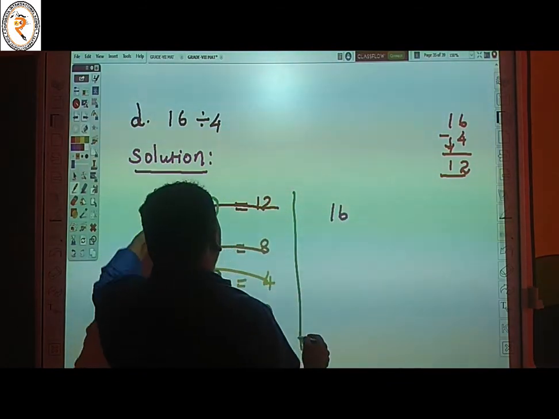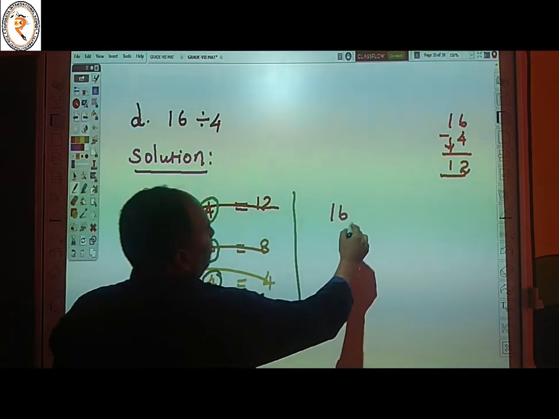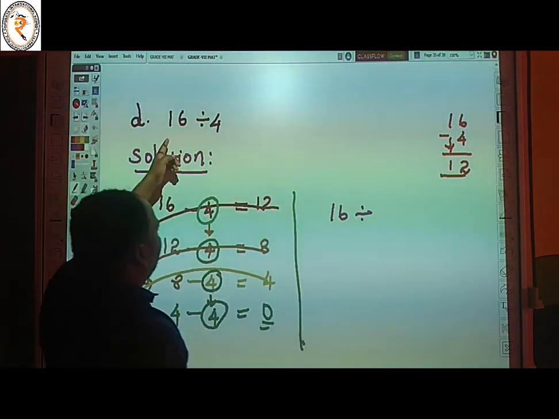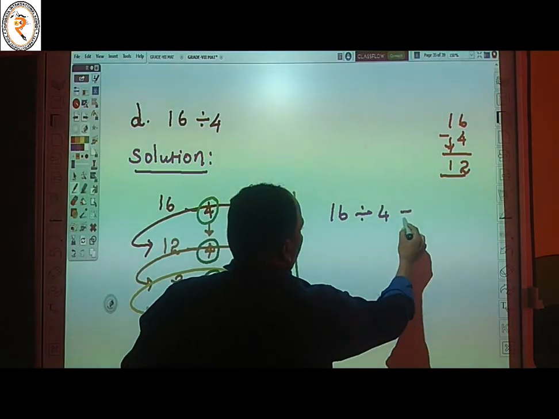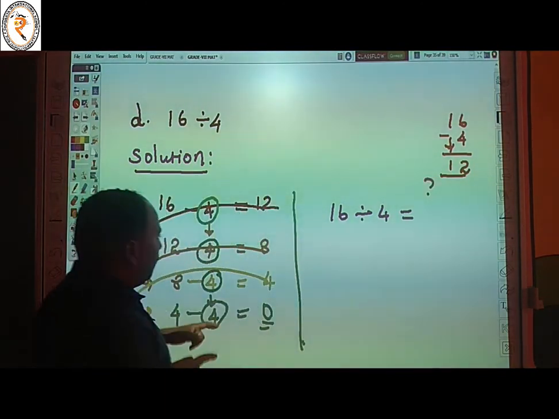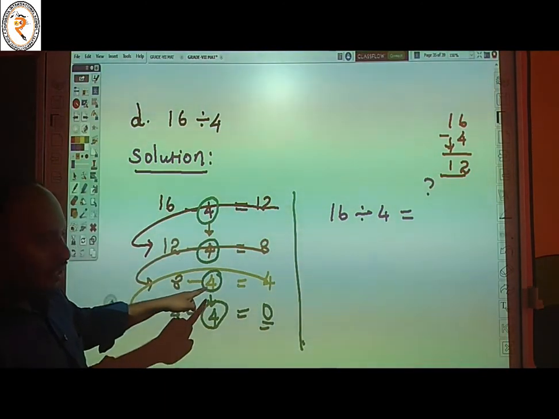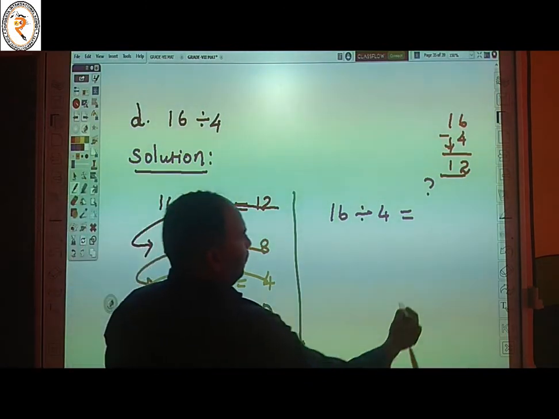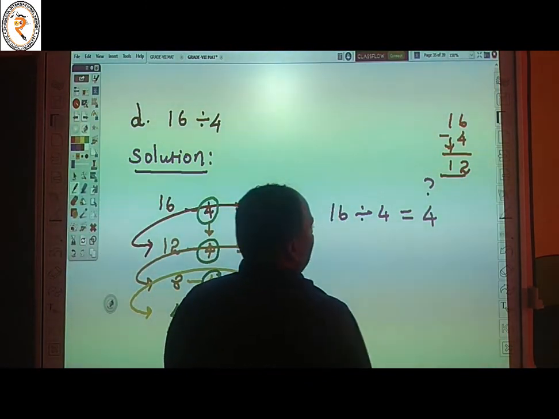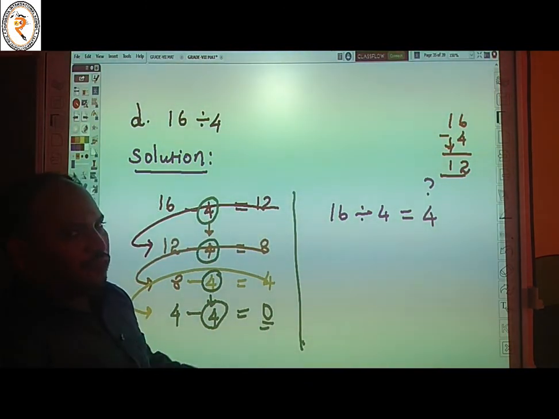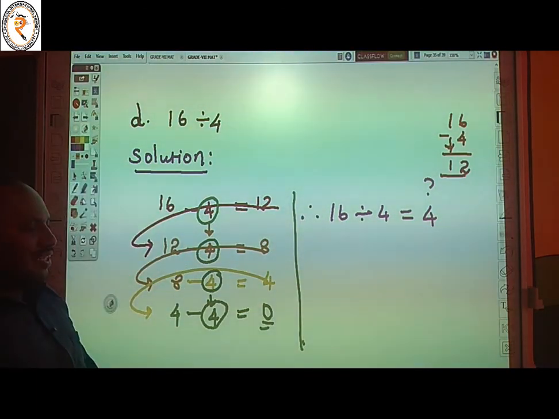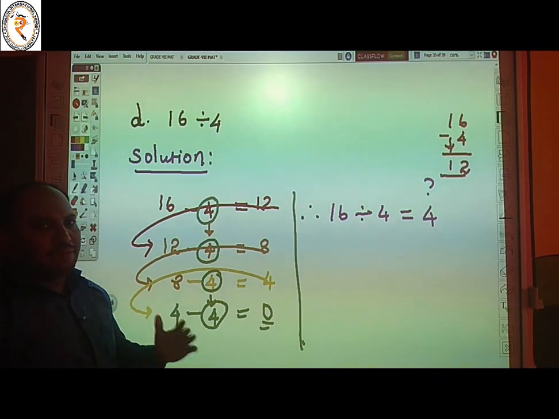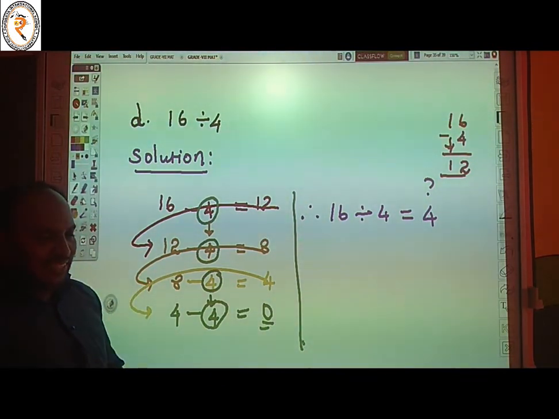16 divided by 4. 16 divided by 4 is equal to how many times? 1, 2, 3, 4. 4 times. So 16 divided by 4 is equal to 4. It is called repeated subtraction. That means division. Thank you to all.